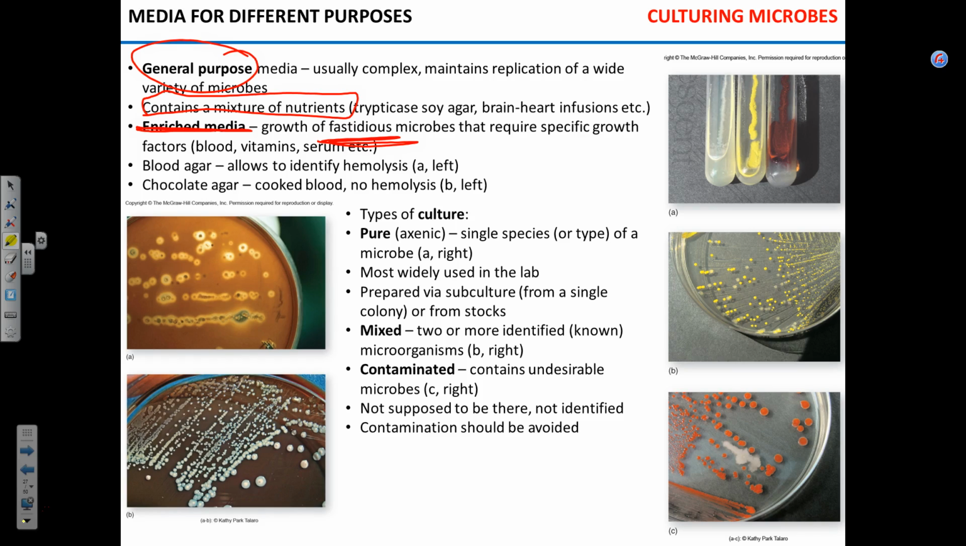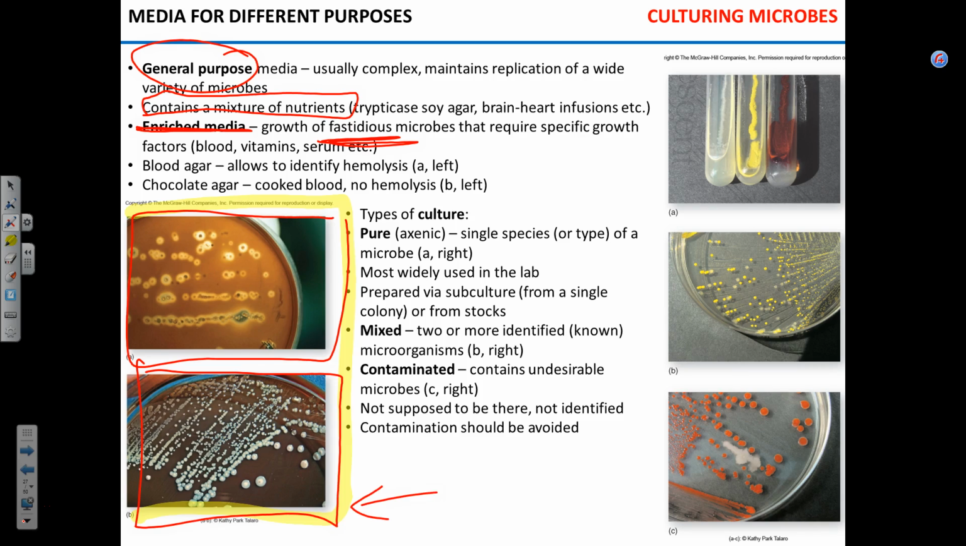Now, here are examples of two enriched media. Okay, the blood agar and the chocolate agar. We're going to start with the chocolate agar, which has no chocolate whatsoever. It has blood, sheep blood, that was heated up, so all red blood cells got cooked pretty much. They got destroyed. Okay. So that's why it's chocolate.